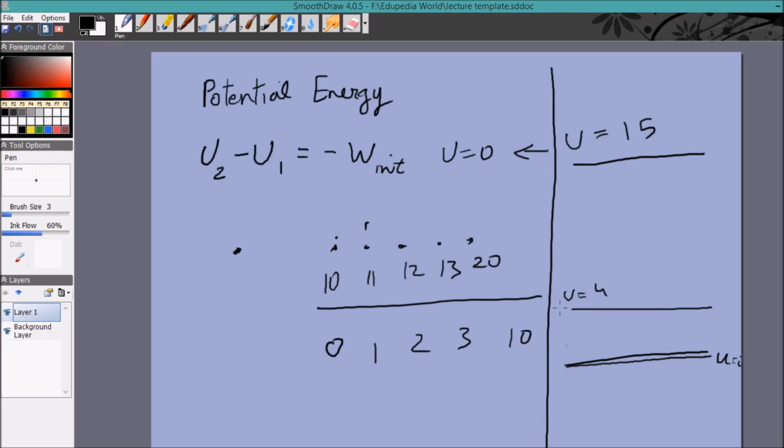All that would have to happen was this would have to be equal to u is equal to minus 11, and this would have to be equal to u is equal to minus 15. I ask you, what is the potential energy at this point? You're going to say, hey, I can't tell you. It depends where your 0 is. If your 0 is at the top, then it's minus 11. But if your 0 is at this point, then it's 4. Right? So that's one important point.